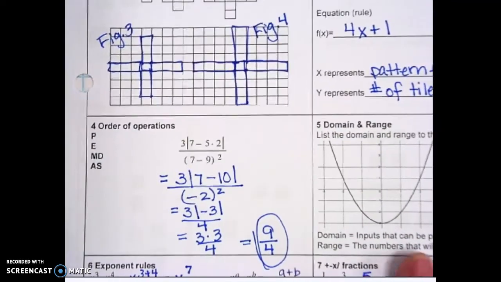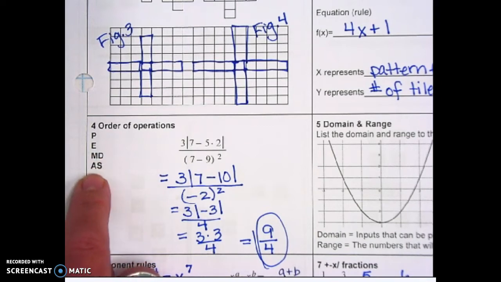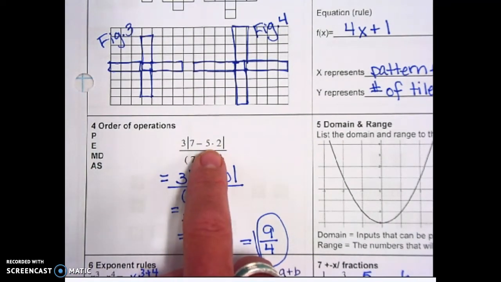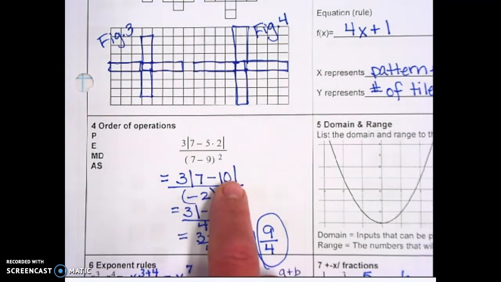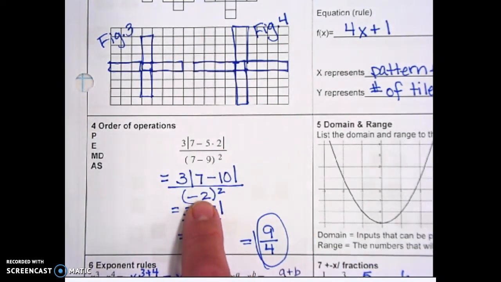Jumping down to number 4, you're going to follow the order of operations. So please excuse my dear Aunt Sally, or parentheses, exponents, multiplication and division, addition and subtraction. So for this problem right here, the first thing I did was I multiplied the 5 times 2 to get the 10. And I subtracted 7 minus 9, which is negative 2.